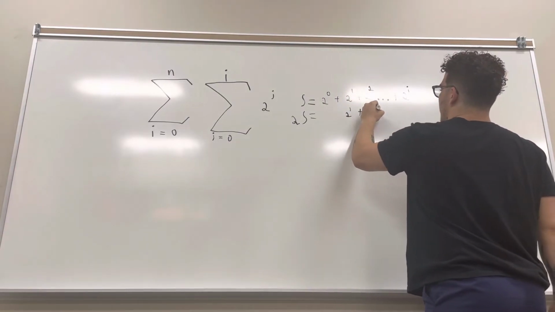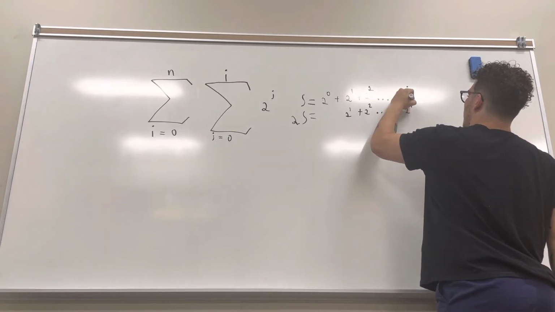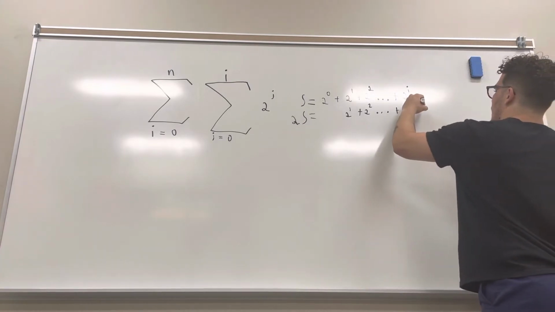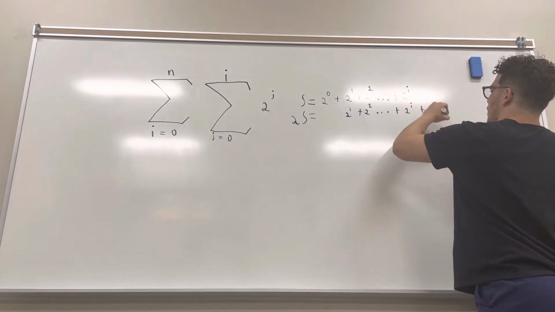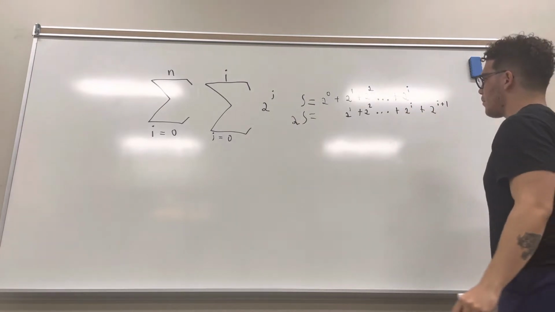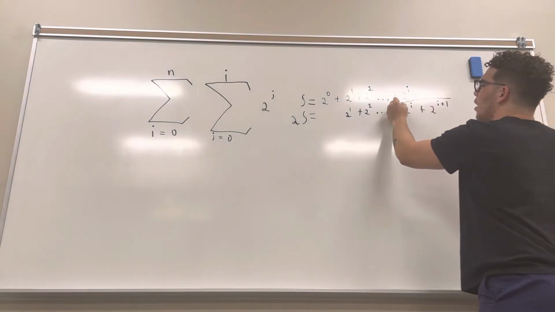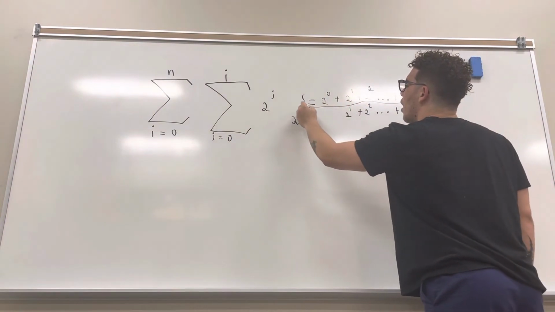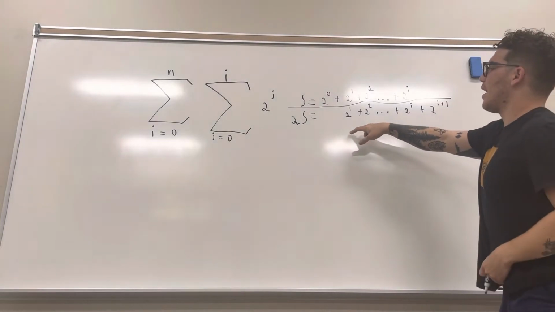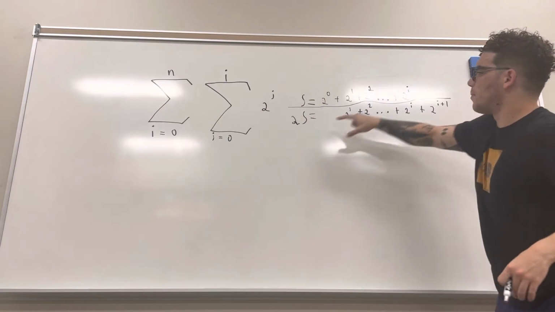And then we're going to go dot, dot, dot. And then we're gonna have plus 2 to the i. And then since we multiplied the whole thing by 2, that's gonna add one extra term. And it's gonna say plus 2 to the i plus 1. Okay, and sorry, I wrote them kind of close together. Let me separate them. Okay. So we can see that this expanded form is just this expanded form multiplied by 2.